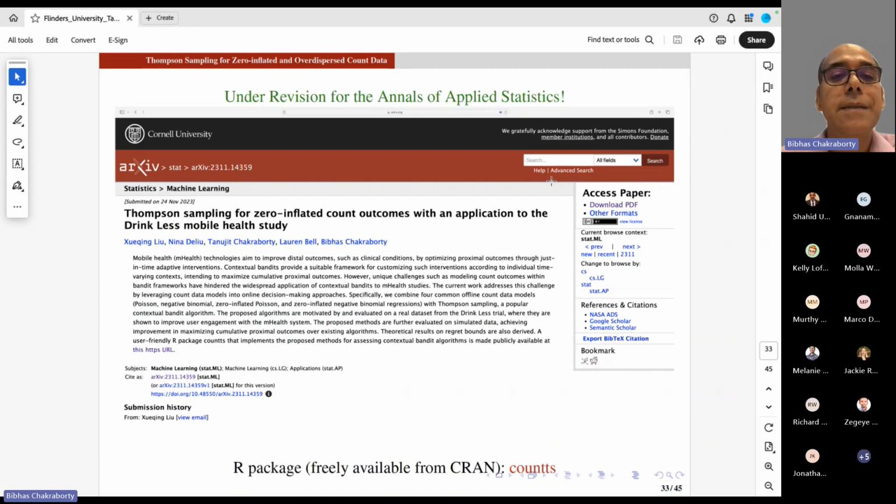We have this paper currently under revision for the Annals of Applied Statistics, and we also have an R package that is already available called CountTS. Again, the first author is the PhD student.